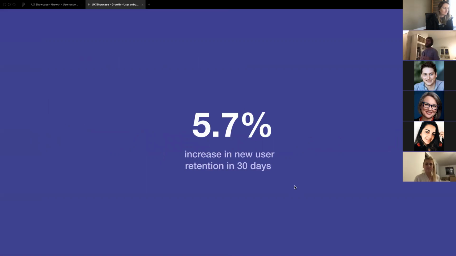So we roughly had a 6% increase observed in a 30 day period. And to this day, we still don't know how this impacted conversion. So we're still trying to review this, but it's trending upwards. So it's positive for now.